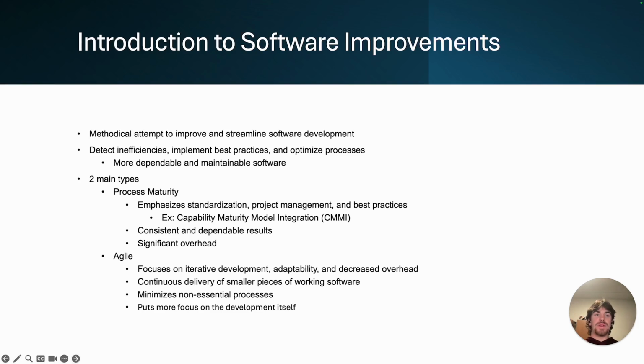Process improvement is the methodical attempt to improve and streamline software development procedures to raise software quality, save costs, and shorten development times. Organizations can detect inefficiencies, implement best practices, and optimize processes through process improvement, which results in software solutions that are more dependable and maintainable. There are two main types of process improvement.